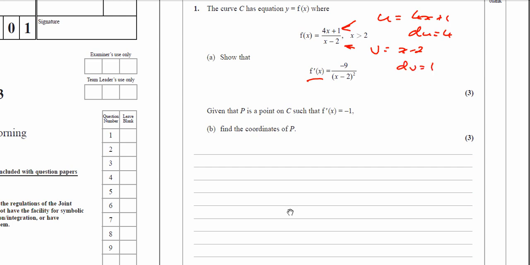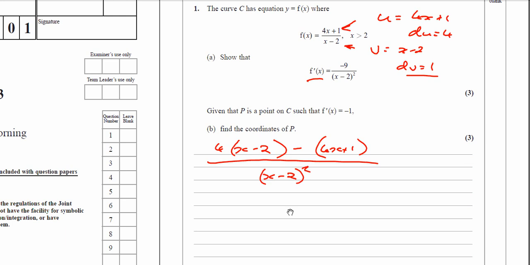And it's v du minus u dv. So it's going to be v du, so that's going to be x minus 2 times by du, which is 4, minus u dv. And dv is 1, so that's going to be minus 4x plus 1. But again, remember to put it in brackets, because otherwise the negative signs cause difficulties. All over v squared, so it's going to be x minus 2 squared.